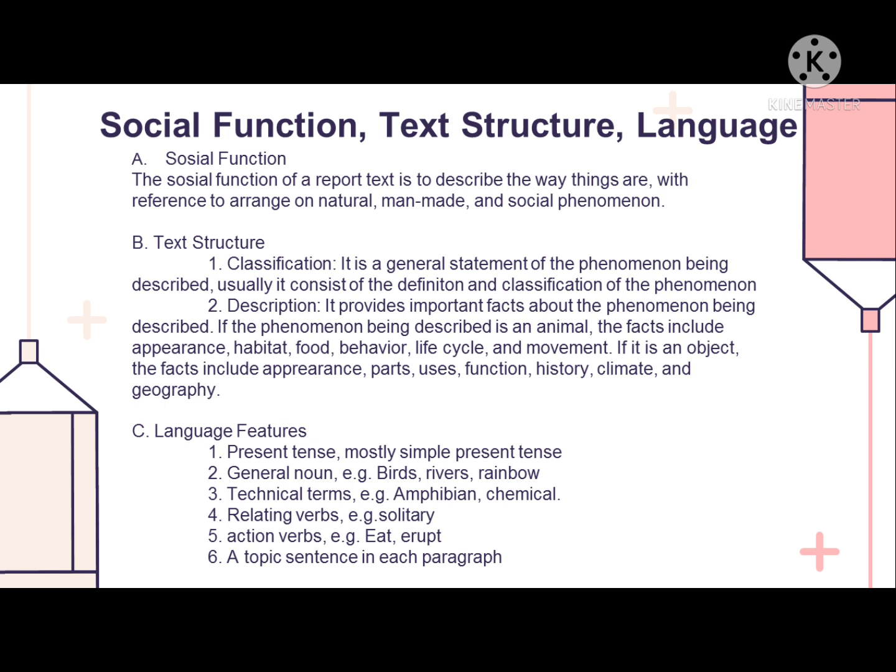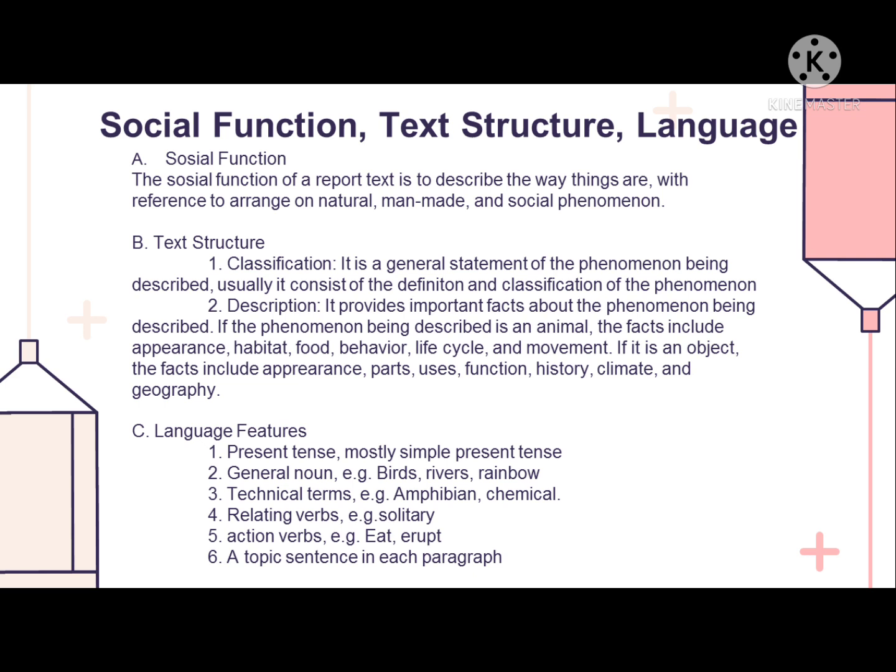B. Text structure. Number one, classification. It is a general statement of the phenomenon being described. Usually, it consists of the definition and classification of the phenomenon. Number two, description. It provides important facts about the phenomenon being described. If the phenomenon being described is an animal, the fact includes appearance, habitat, food, behavior, life cycle, and movement.